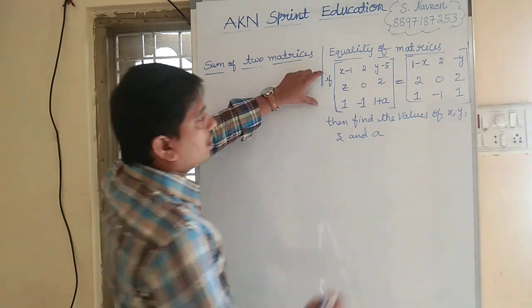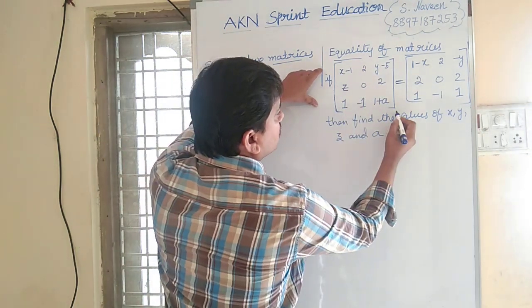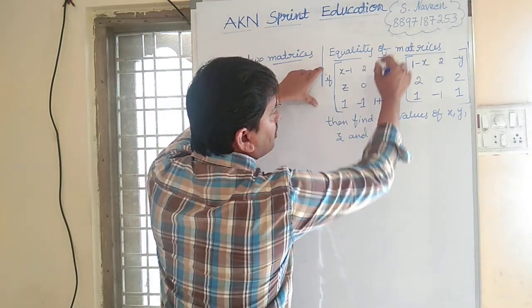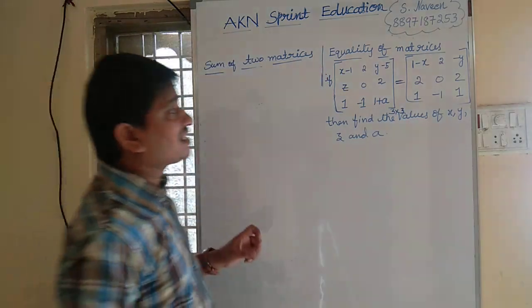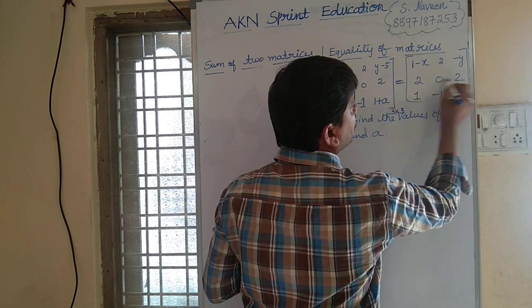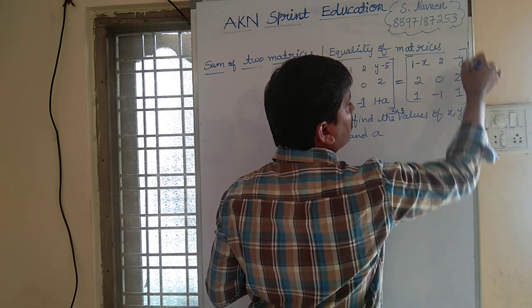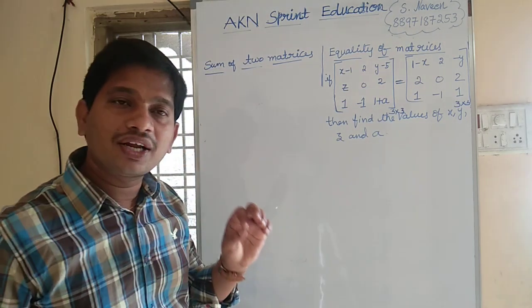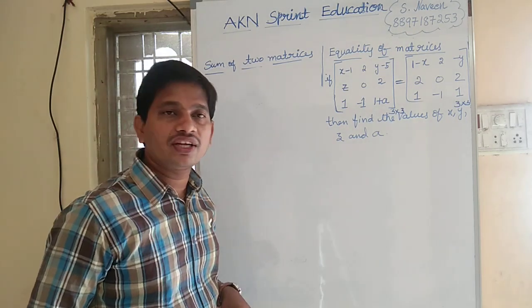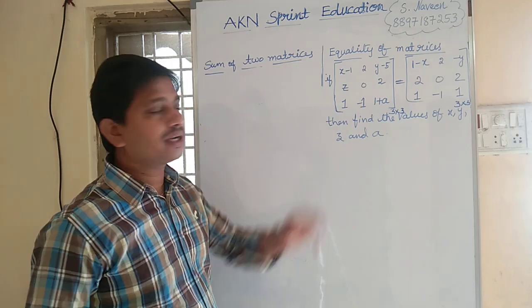And what is the order of this matrix? We have 3 rows and 3 columns, so 3 by 3. As well as the right hand side matrix, we have 3 rows and 3 columns, so the order is 3 by 3. Since the order is the same, can we equate the matrices? Yes, we can equate the matrices.